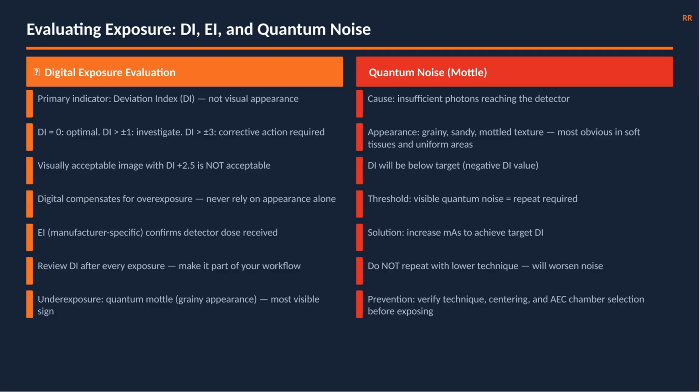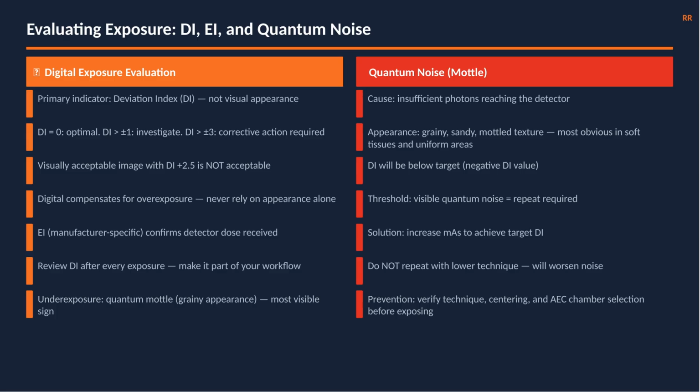When D1 is significantly negative, quantum noise becomes the visible indicator of underexposure. Quantum noise, also called quantum mottle, appears as a grainy, sandy, mottled texture across the image. It is most obvious in soft tissue regions and uniform areas. Visible quantum noise means the image does not meet the criterion of adequate recorded detail. A repeat is required when quantum noise degrades the diagnostic information.